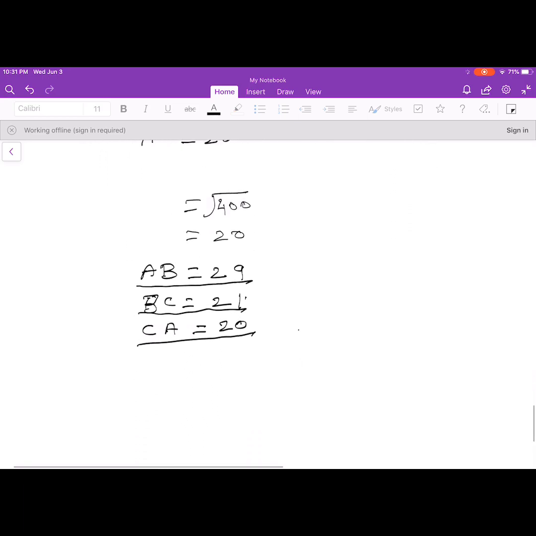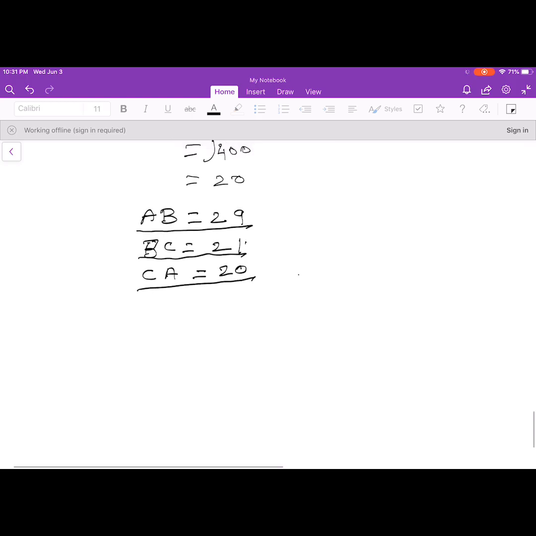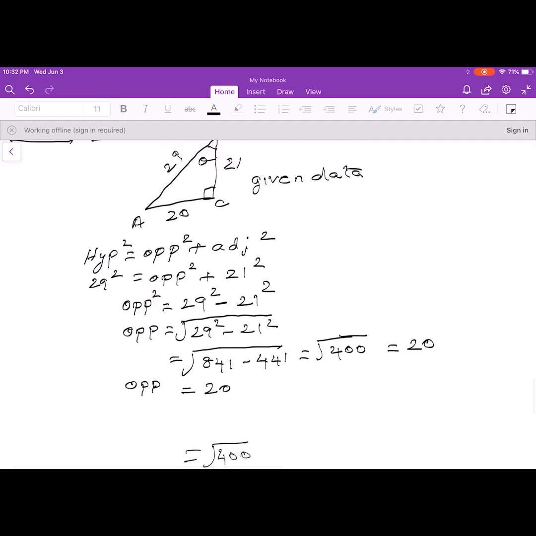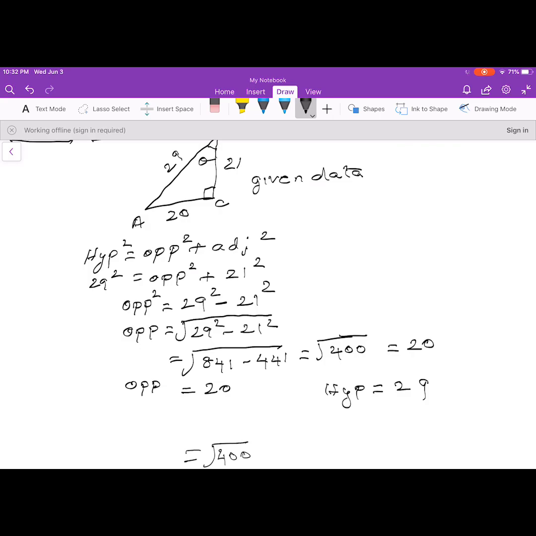So from this I can find out cos square theta, sin square theta, and everything. What is my hypotenuse? My hypotenuse is 29. Opposite is 20, and adjacent is 21. These are the three important things which I want to know. Hypotenuse from the triangle is 29. Opposite is the side opposite to angle theta, that is 20. And adjacent is the other side, that is 21.